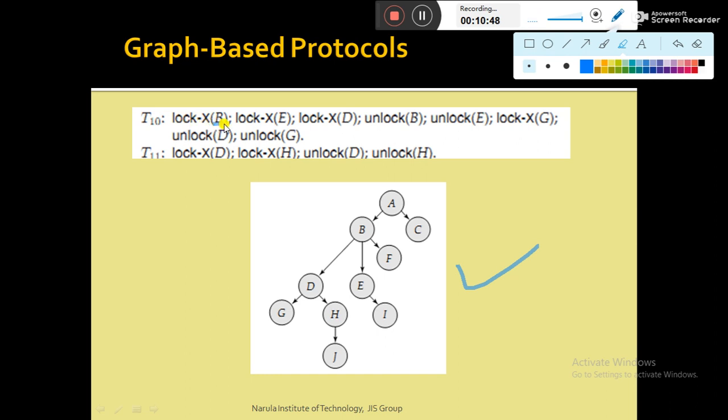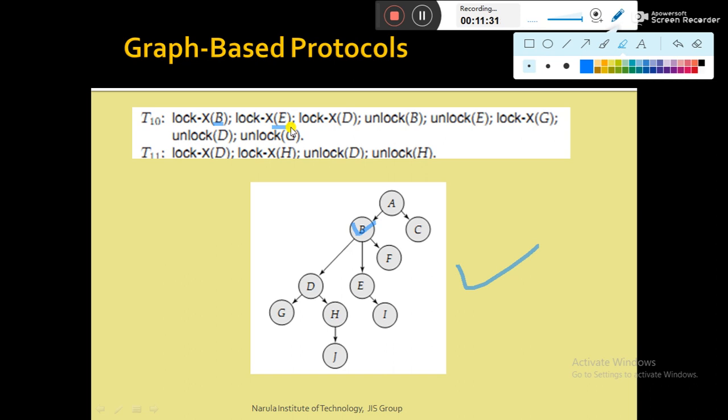Initially it locks the data item B. And if you observe, all the locks here are exclusive mode locks. So initially T10 locks the data item B, as it can lock any data item. Second time onwards, if it tries to lock a data item Q, it can lock it only if it presently holds the lock on the data item which is the parent of Q. Now T10 wants to lock data item E. Will the concurrency control component grant the request or not?